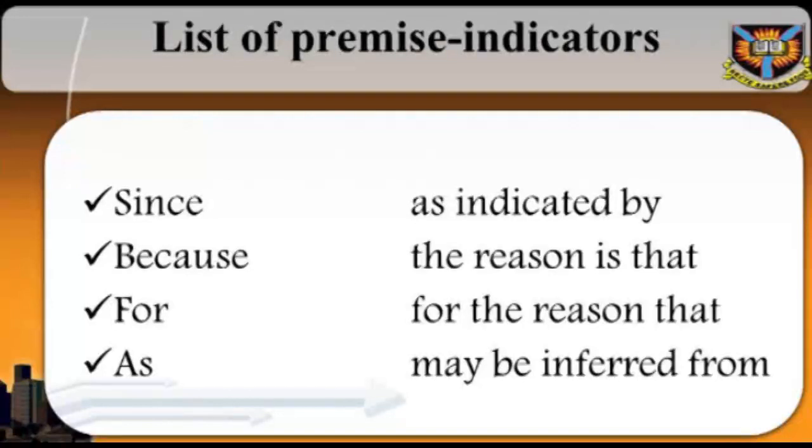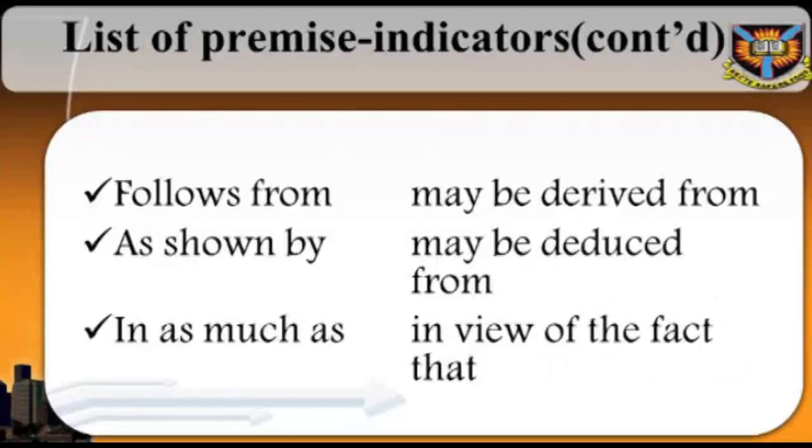The following is a list of premise indicators. Since, as indicated by, because, the reason is that, for the reason that, as, may be inferred from, follows from, may be derived from, as shown by, may be deduced from, inasmuch as, in view of the fact that.